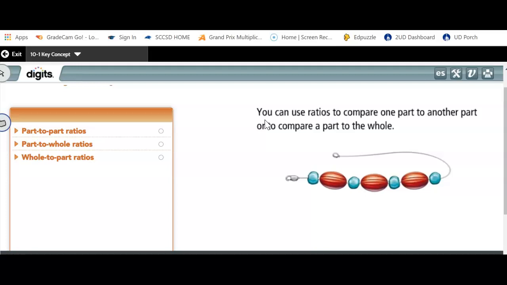So, what is a part-to-part ratio? Using that bracelet, what do you think a part-to-part ratio would look like? So it's a comparison of two numbers, a part to a part. Right? 4 to 3. 4 what? 4 little beads. Perfect. 4 little beads to 3 big beads.